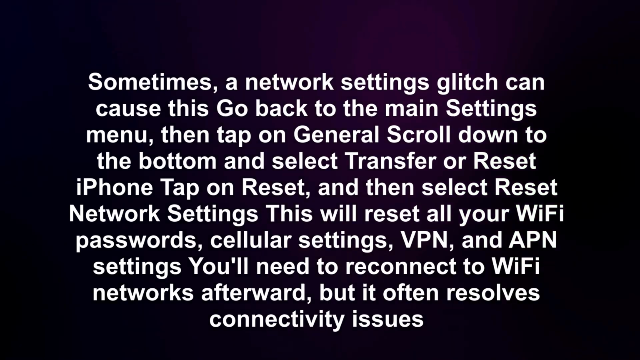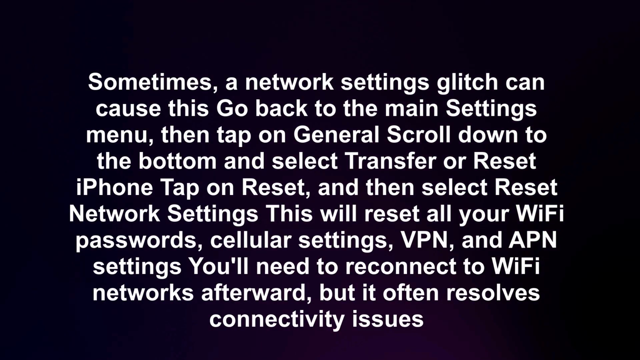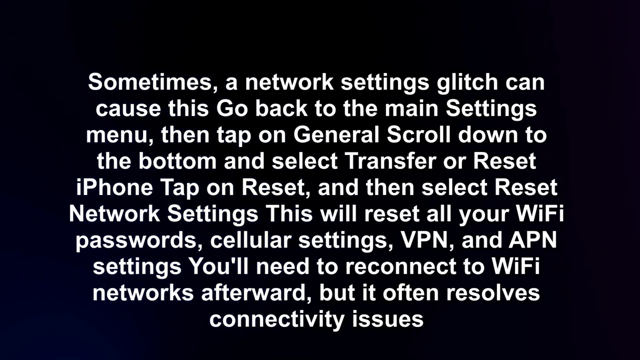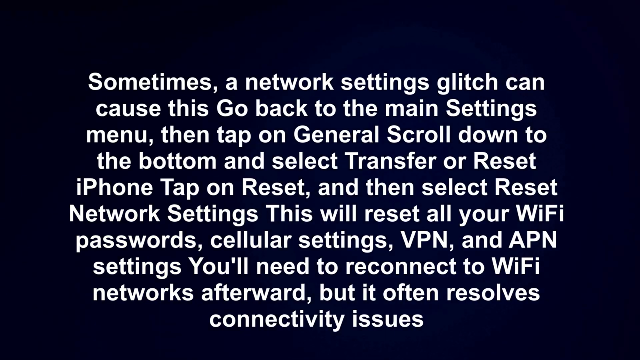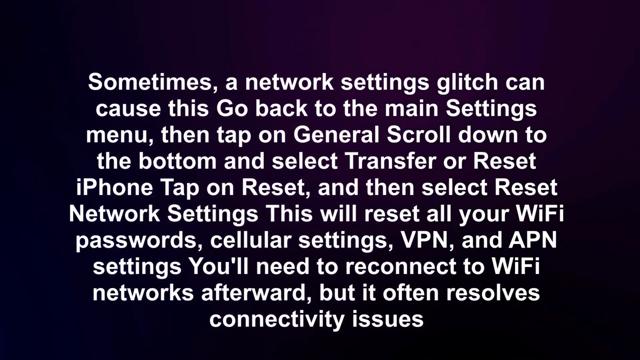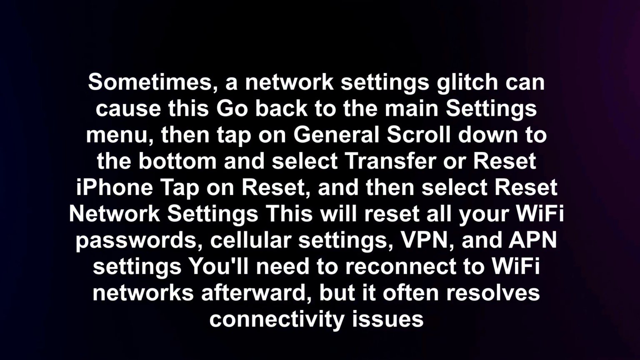Sometimes, a network settings glitch can cause this. Go back to the main settings menu, then tap on General, scroll down to the bottom and select Transfer or Reset iPhone. Tap on Reset, and then select Reset Network Settings. This will reset all your Wi-Fi passwords, cellular settings, VPN, and APN settings. You'll need to reconnect to Wi-Fi networks afterward, but it often resolves connectivity issues.